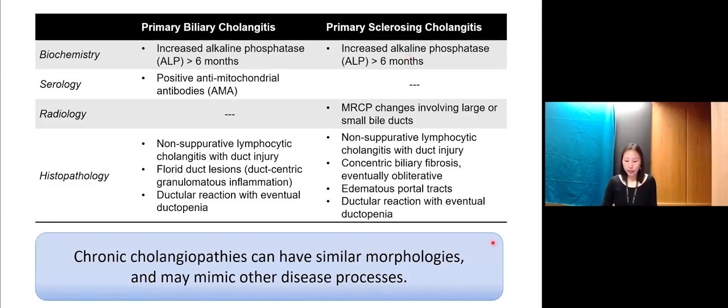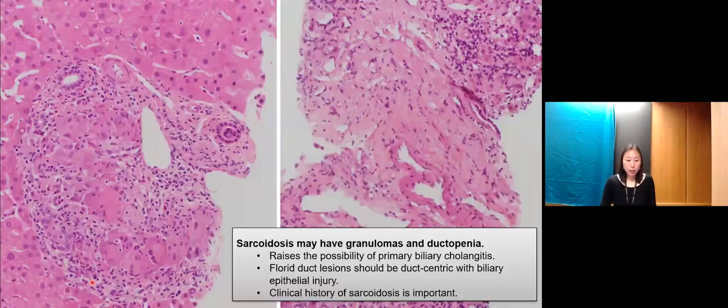We don't have to go through it in detail, but one of the things that I do want to mention and continue to discuss is that chronic cholangiopathies can sometimes have very similar morphologies and can actually mimic other disease processes. So some of those other disease processes we previously mentioned, so one would be sarcoidosis. I know we've kind of discussed this already, but I wanted to discuss this particularly in the context of the differential of PBC, which oftentimes comes up given that there's granulomas within this portal tract and the fact that there might be ductopenia.